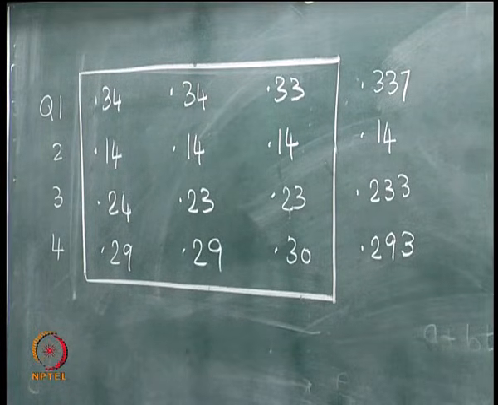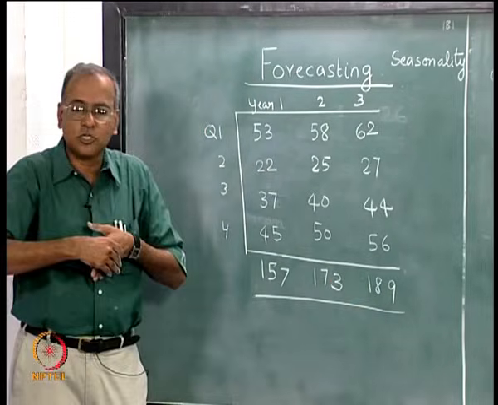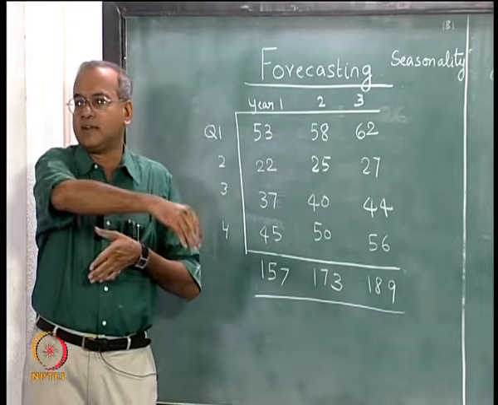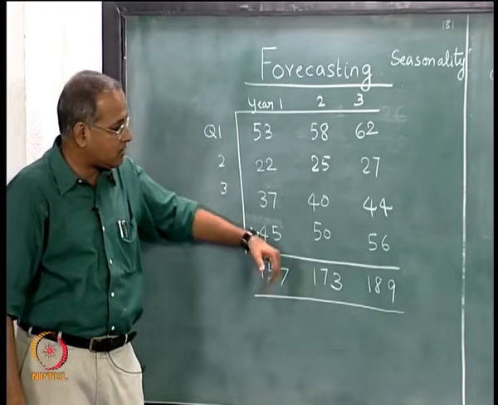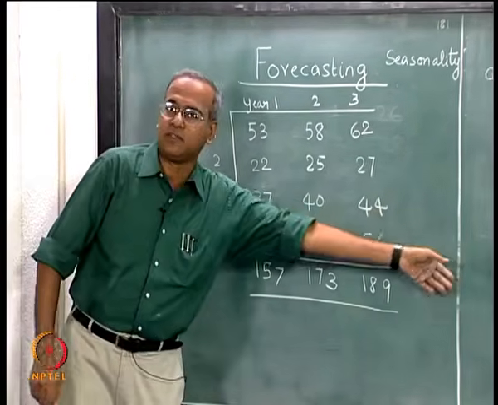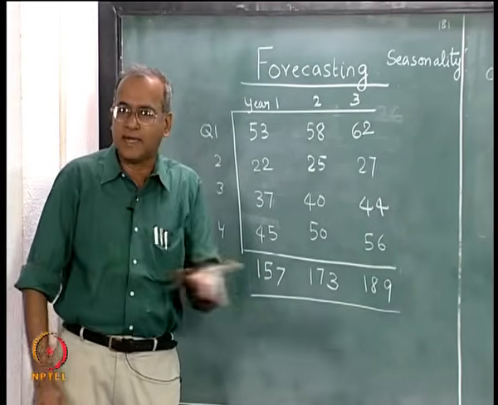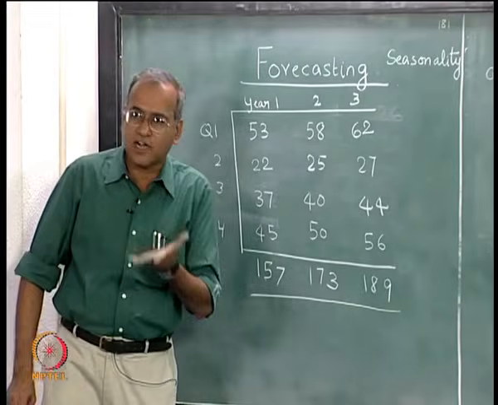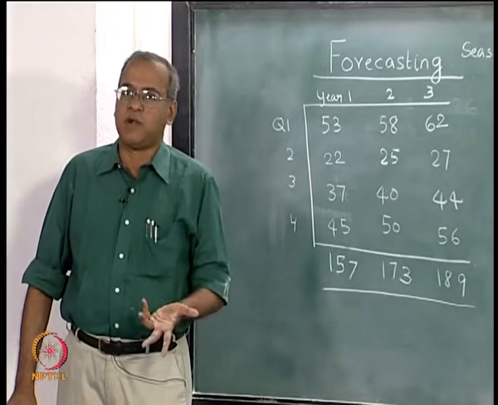Now, the totals are 157, 173, 189, and the totals show a certain increasing trend or a linear trend. Now, we can fit a model to forecast the demand for the 4th year. For this particular example there are only 3 data points. So, it will be difficult for us to fit an exponential smoothing based model or a Holt's model.